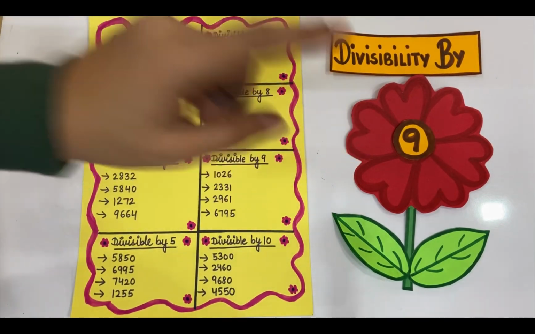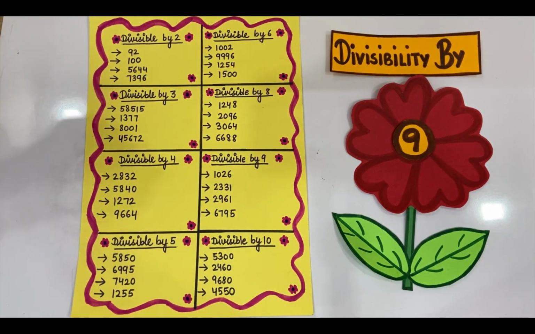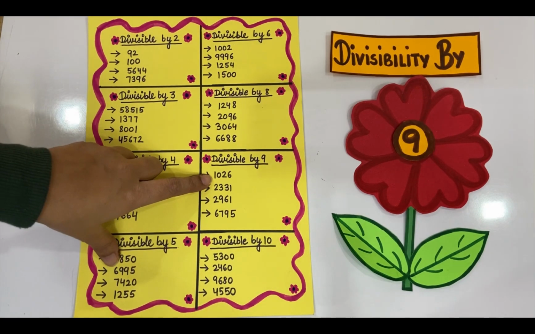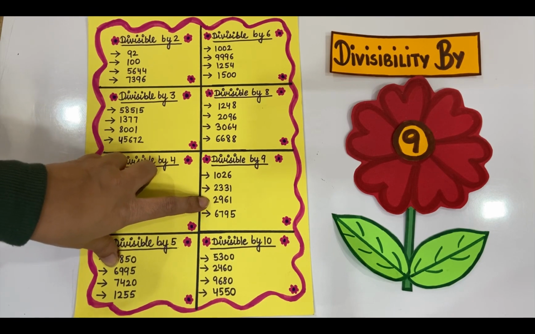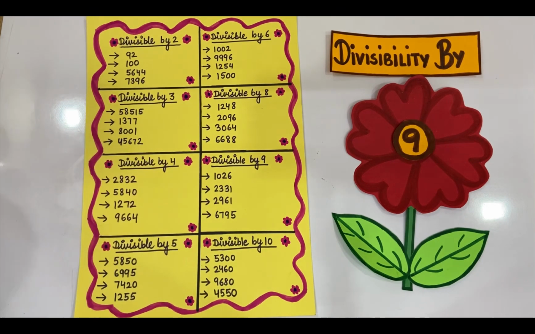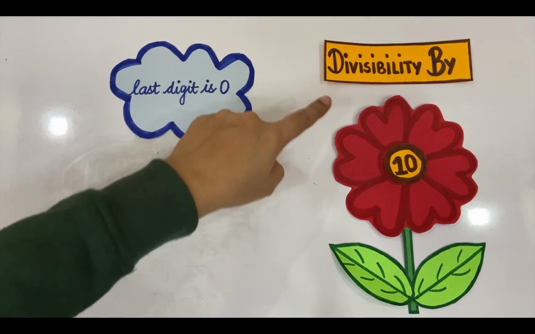Divisibility by 9. If the sum of all the digits is divisible by 9, then the whole number is divisible by 9. For example, 1026, 2331, 2961, 6795.